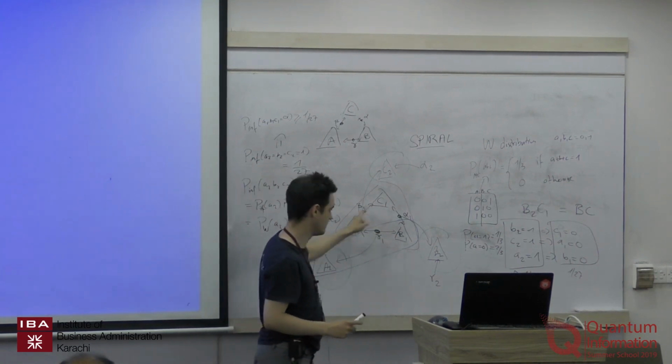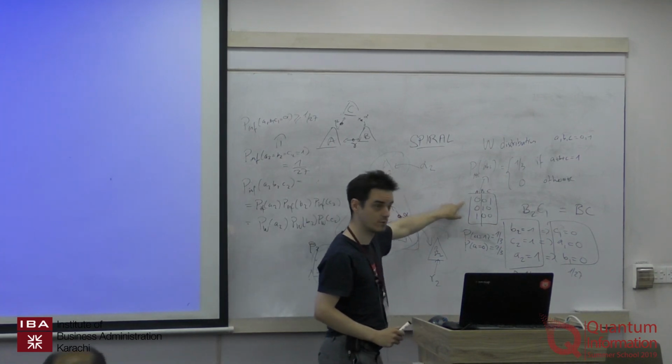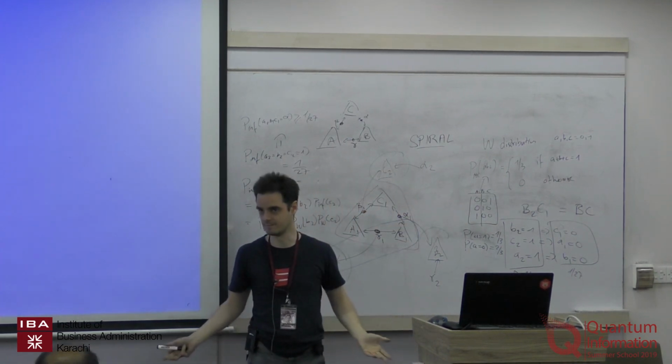But the thing is that A1, B1, C1 in the middle match the original distribution. Matches. And I don't have 0, 0, 0 as something that's allowed. Contradiction.